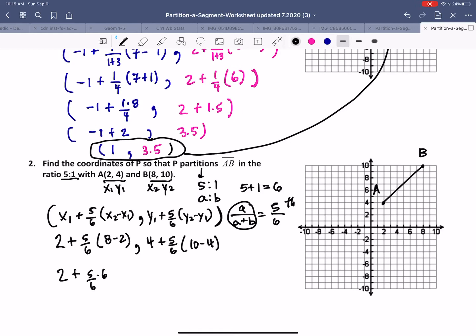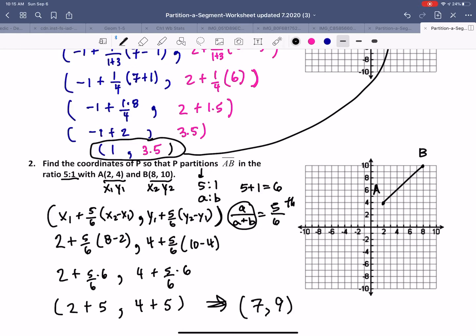So that's 6. So 5 times 6 divided by 6 is just the number 5. And 5 times 6 divided by 6 is this number 5 again. So I got my final answer, 7, 9.